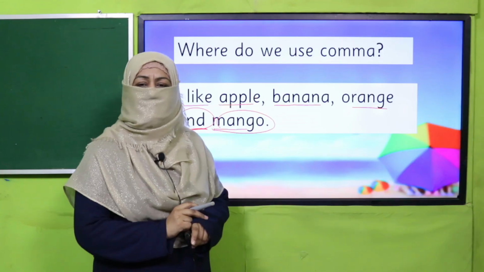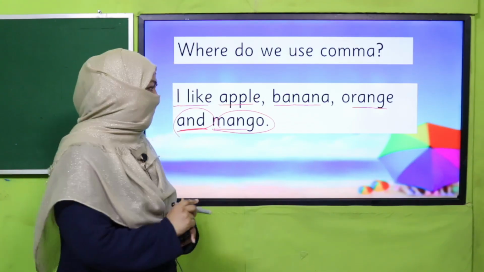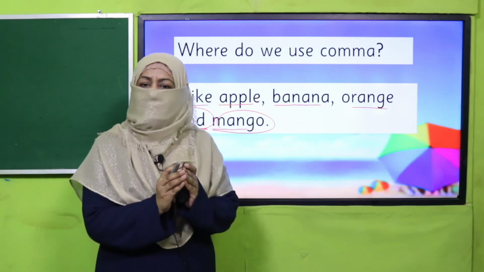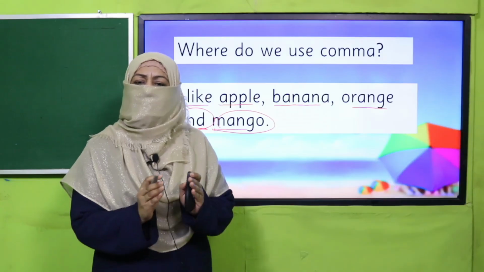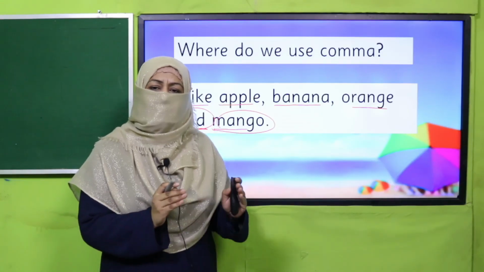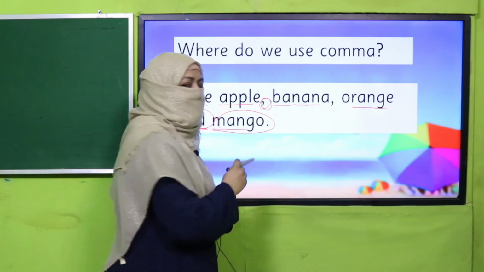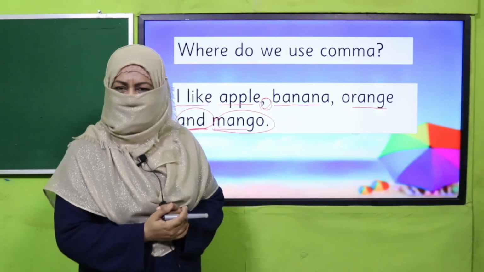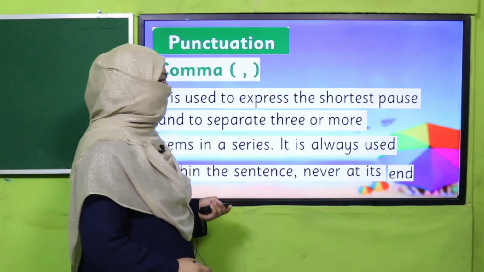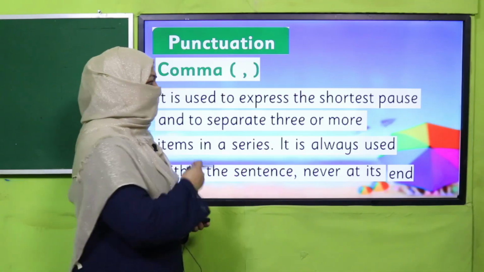So this is the first use of comma which we are learning today. Whenever there is a list of things, we are writing them in a sentence. To separate them from one another, we put this mark which is called comma. Are you clear? Are you sure? Okay. So let's see what your book says about it.